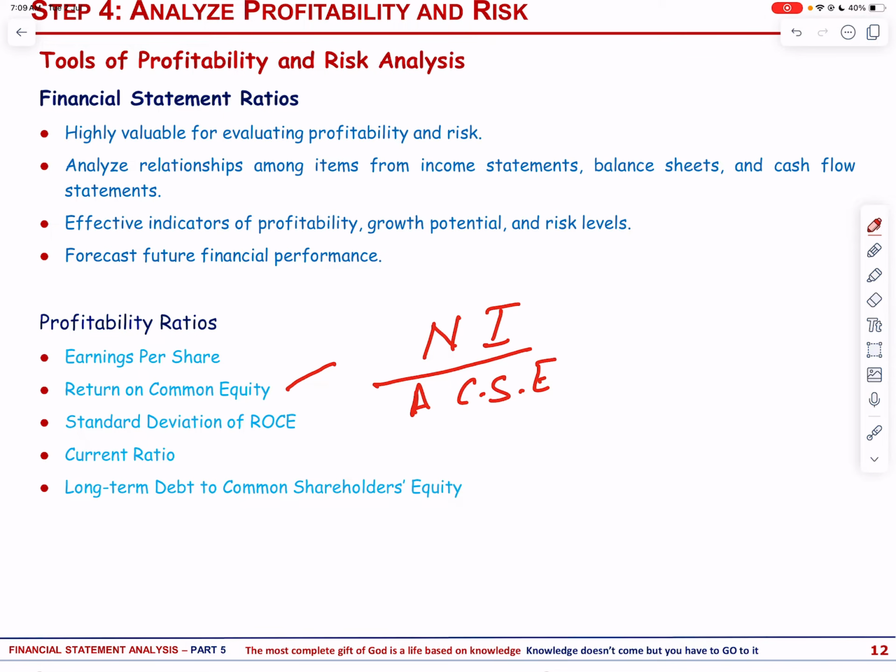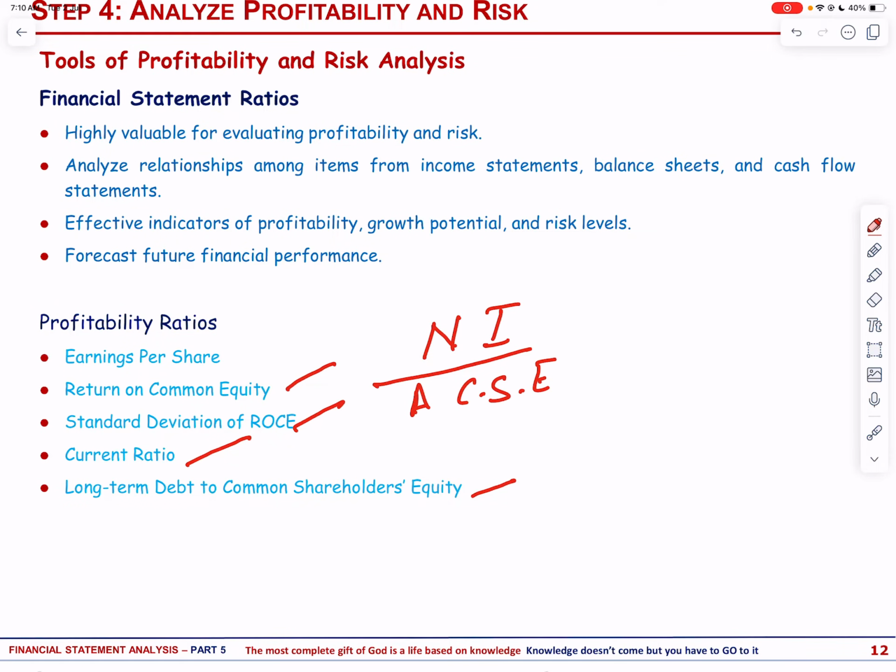To gauge the uncertainty in future earnings, analysts calculate the standard deviation of return on common equity over time. Analysts assess the ability to meet short term obligations using ratios like current ratio, that indicates relatively low or high short term liquidity risk, to evaluate the ability to avoid bankruptcy over the long term. Analysts consider ratios such as long term debt to common stockholders' equity.